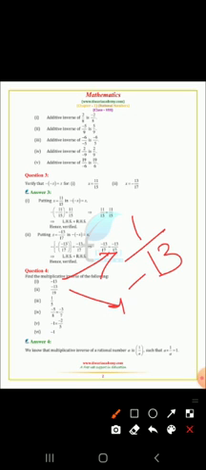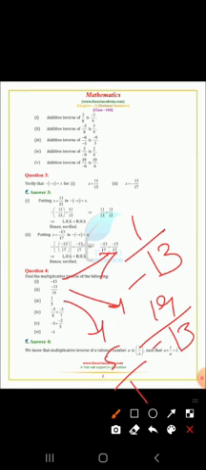Like that, the second bit answer is 19 by minus 13. Third bit answer is 5 by 1. Just the reciprocals, meaning numerator to denominator and denominator to numerator, you will get.